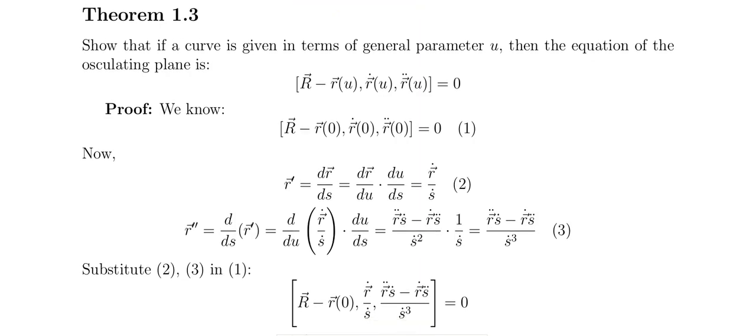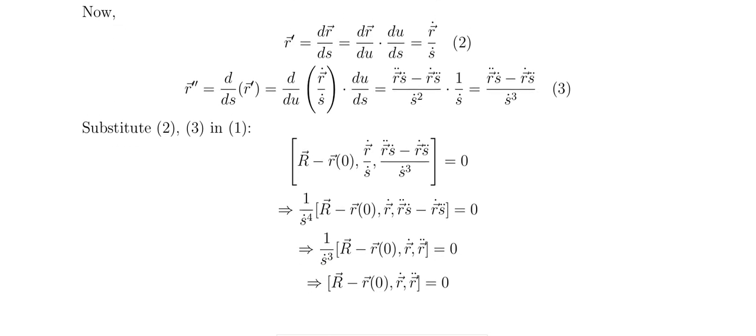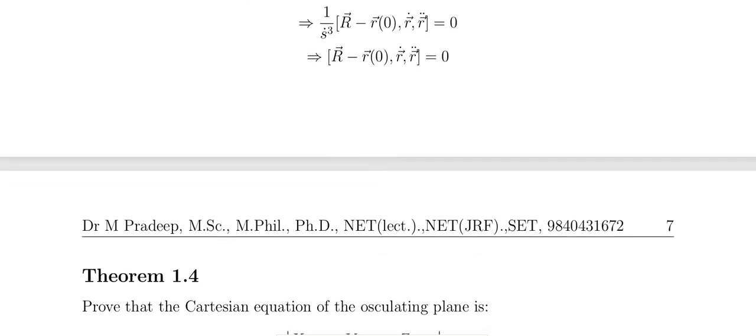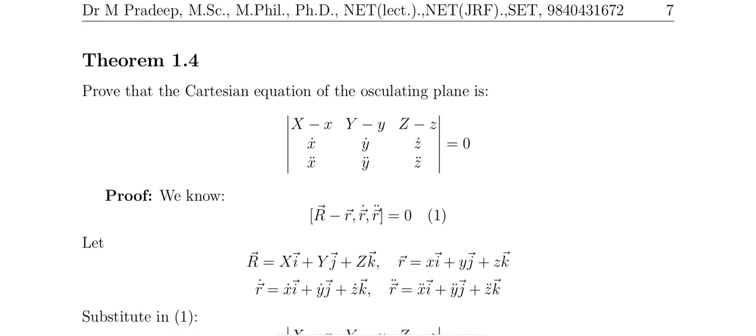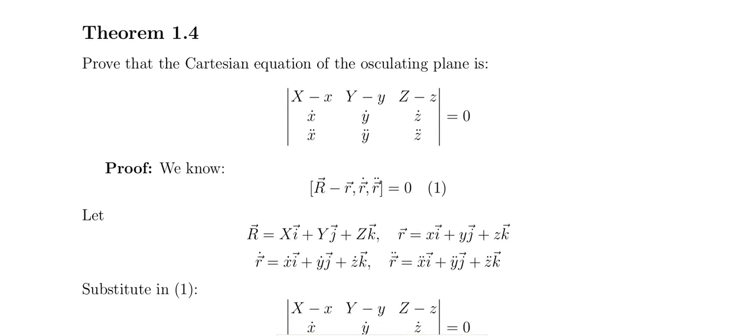Show that if the curve is given in terms of a general parameter u, then the equation of the oscillating plane is of the form like this. And the Cartesian equation of the oscillating plane: x minus x, y minus y, z minus z, x dot, y dot, z dot, x double dot, y double dot, z double dot. This is called the Cartesian equation of the oscillating plane.